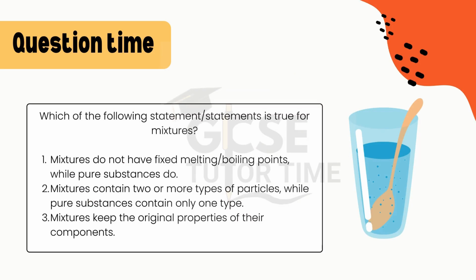Question time for you. Which of the statements is true for mixtures? First, mixtures do not have fixed melting or boiling points, while pure substances do. Second, mixtures contain two or more types of particles, while pure substances contain only one type of particle. And third, mixtures keep the original properties of their components. Pause the video, think, and then check.